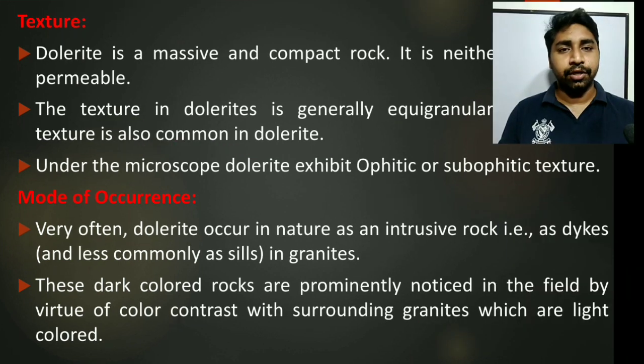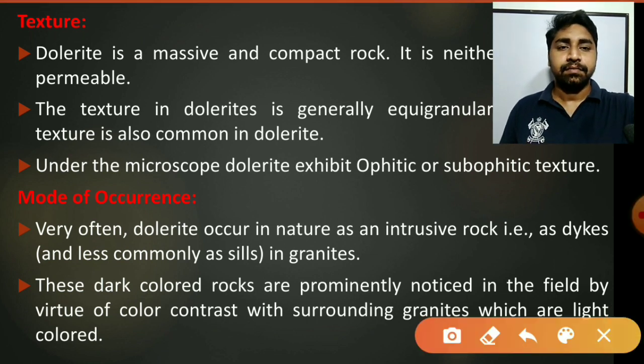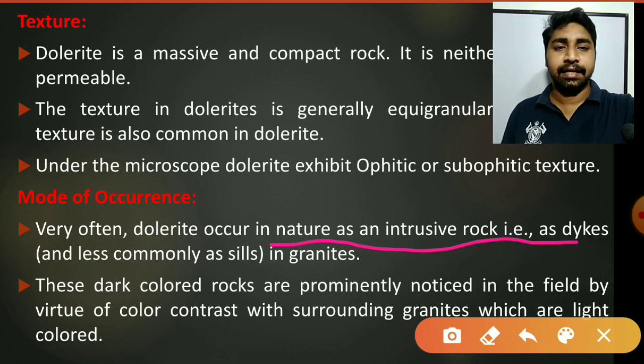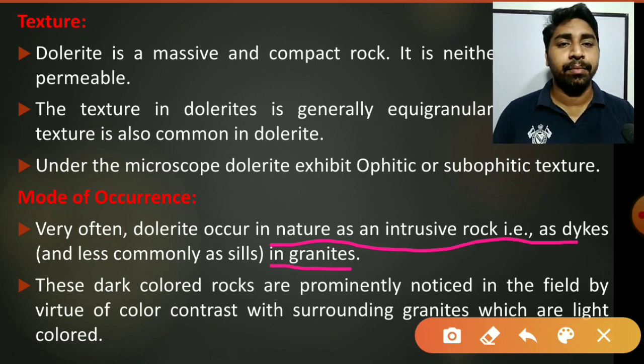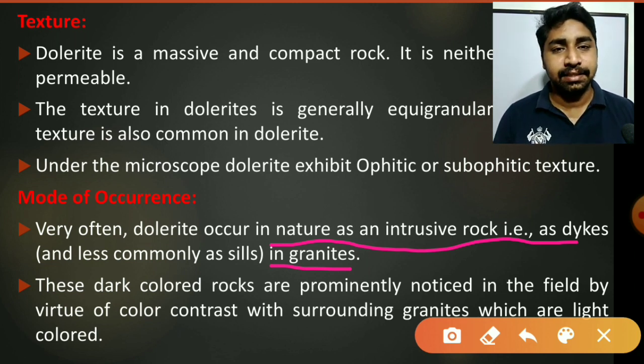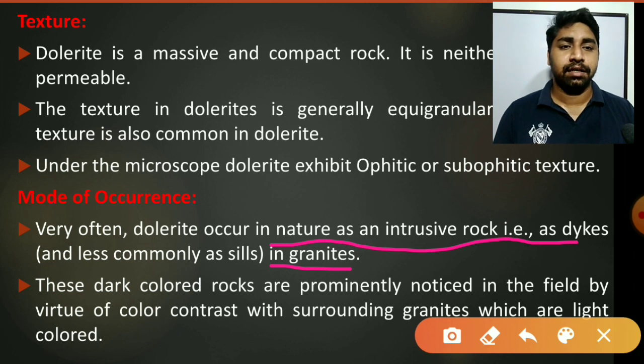Now coming to the mode of occurrence. Dolerite occurs in nature as an intrusive rock, as dikes in granites. Most commonly, these rocks are available as dikes in granites.